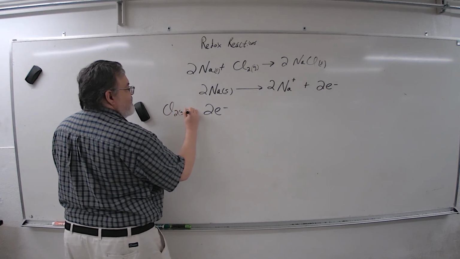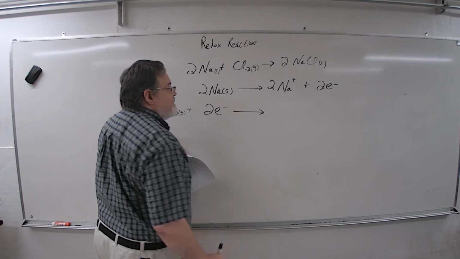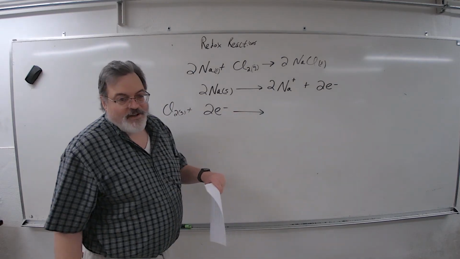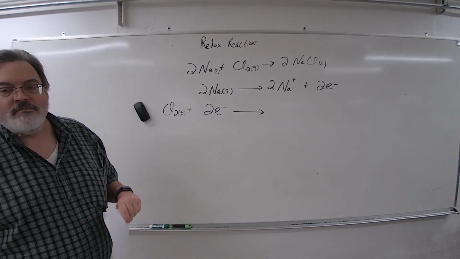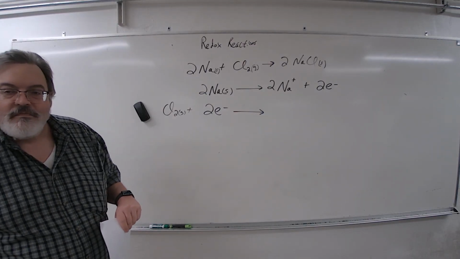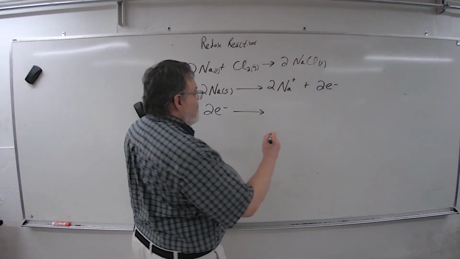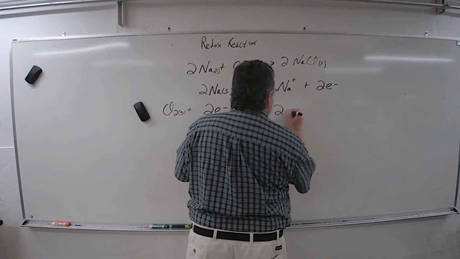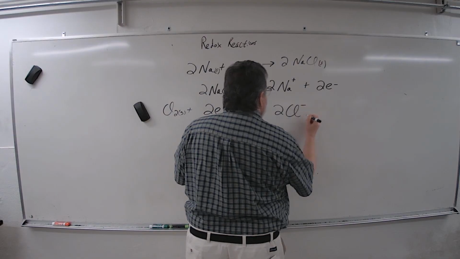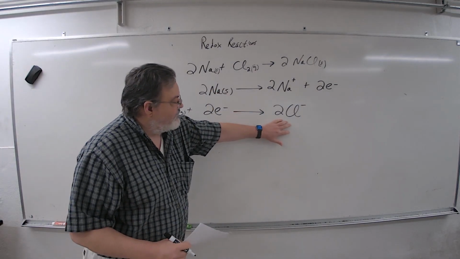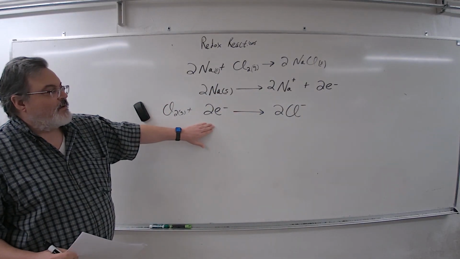And here's what happens to the chlorine, Cl2 gas. What's the charge on chlorine when it's an ion? One minus. So 2 Cl. There's 2 negative Cl's, and this is where the negative comes from.